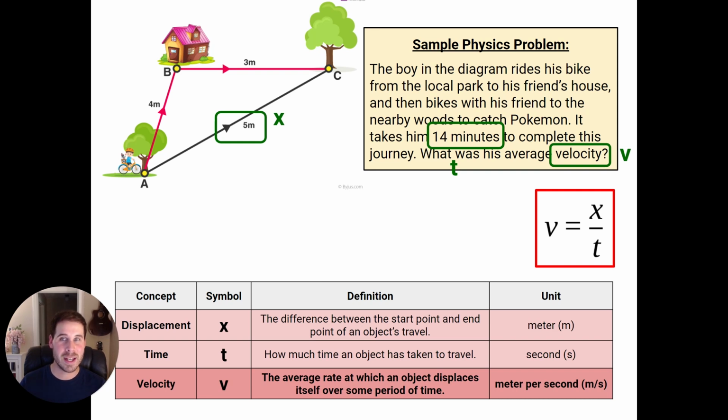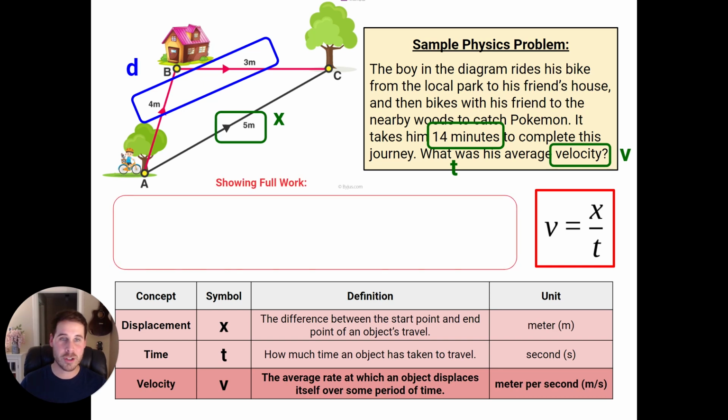So the boy's displacement is 5 miles, whereas his distance would have been 7 miles, because that's 4 plus 3. Remember, distance is your total path, and displacement is just a straight line between your start point and your end point. So those are different measurements. So now we're ready to show all of our work and hopefully get an answer here.